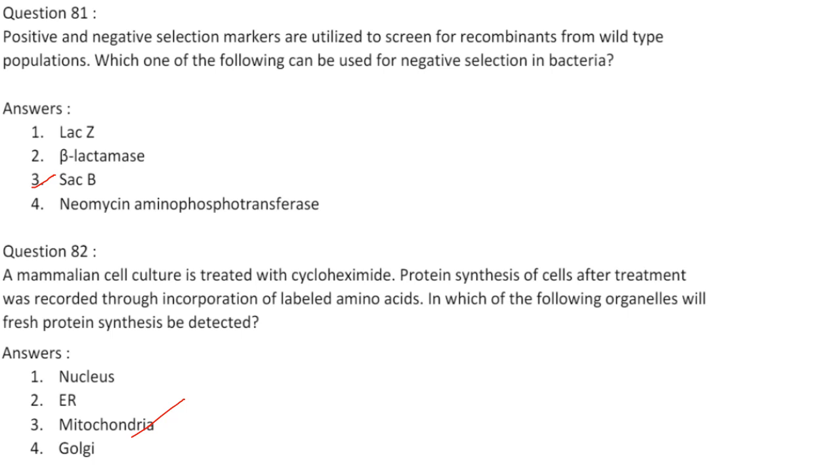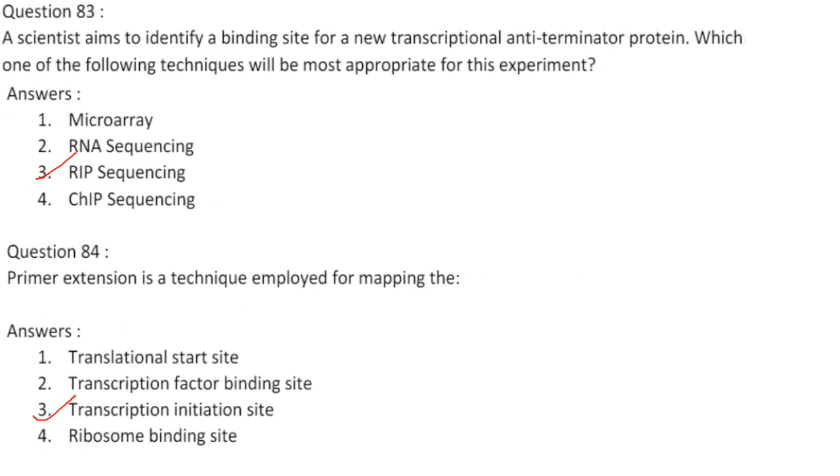Then next one. A mammalian cell culture is treated with cycloheximide. Protein synthesis of cells after treatment was recorded through incorporation of labeled amino acids. In which of the following organelles will fresh protein synthesis be detected? So, cycloheximide blocks protein synthesis by blocking translation elongation, whereas mitochondrial protein synthesis is resistant to inhibition by cycloheximide. So the organelle in which fresh protein synthesis will be detected is mitochondria. Answer is option 3.